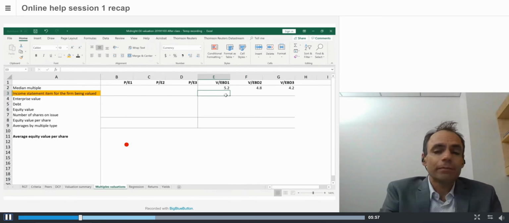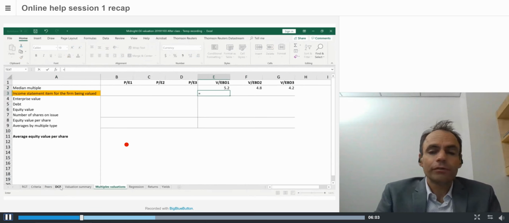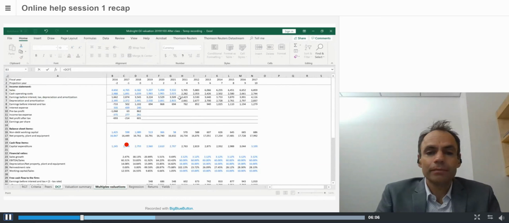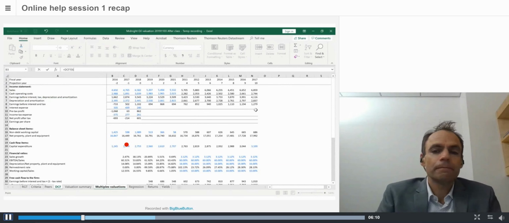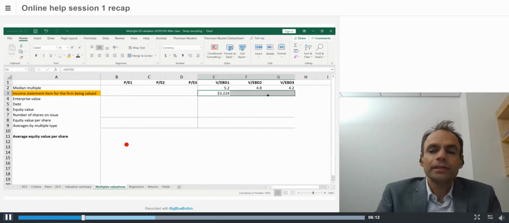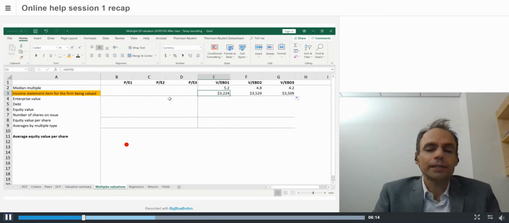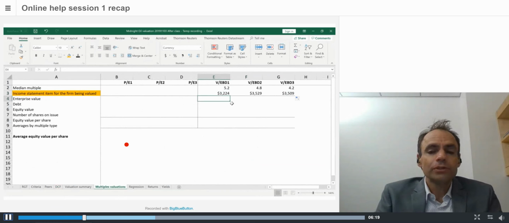In our DCF page, we had already worked out the EBITDA projections for midnight oil. So I'm going to link to those from our DCF tab. The first projection is going to be cell E6. So we have projected that midnight oil has first year forecast EBITDA of $3.224 billion.